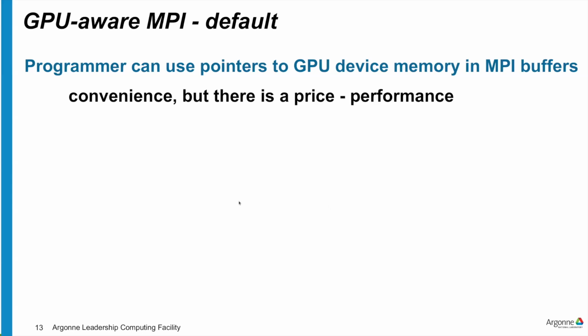Many people say we have GPU over MPI, we have GPU over MPI. What does it mean? Simply put, GPU over MPI means that the programmer can use pointers to GPU device memory in MPI buffers. Or in other words, you can place your buffers directly in the GPU memory and use those pointers in MPI calls. Technically speaking, this is not required for programming. You can always move data between host and device prior to the MPI call, but it is convenient. And obviously, because it is convenient, there is a price to it, and the price is performance.